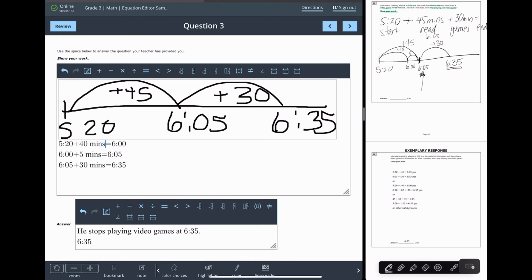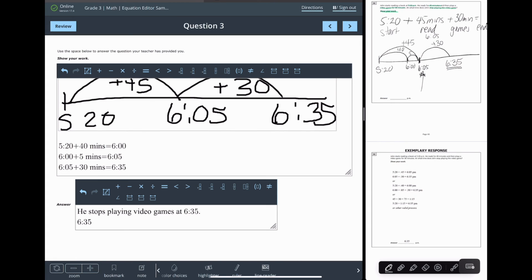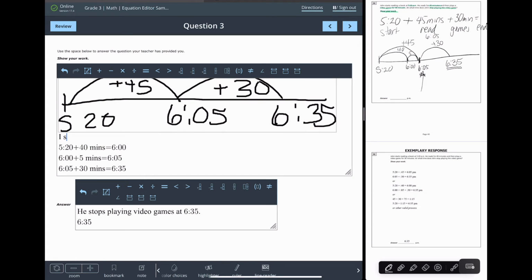So either one of these really shows that I knew how to add the time. And this second one shows how I split. I can even say it: I split 45 minutes into 40 plus 5 minutes to add time easier. That works. So you can do a drawing and then you can show it with the math.